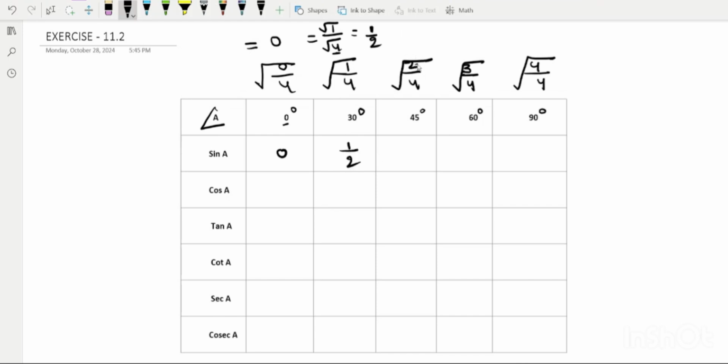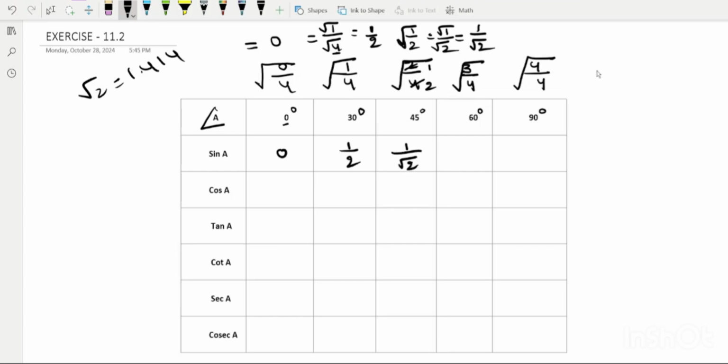Now, for root 2 by 4, the 2s cancel, and you are left with root of 1 by 2. Now you can split them: root 1 divided by root 2. The value of root 1 is 1, and you do not have a fixed value for root 2, it is about 1.414, so we cannot write that value here. So the value for sine 45 degrees would be 1 by root 2.